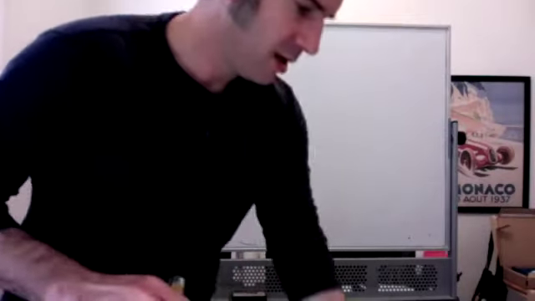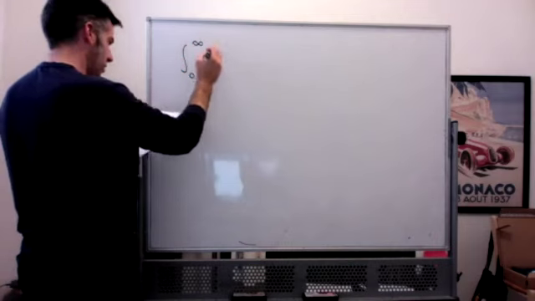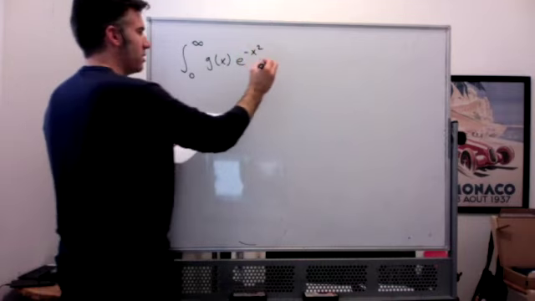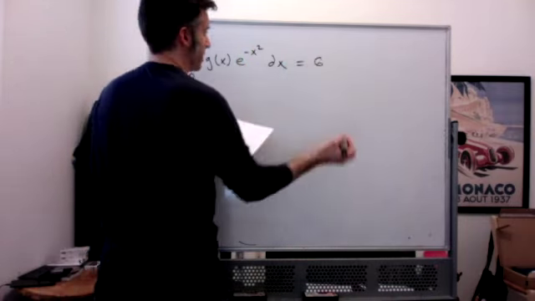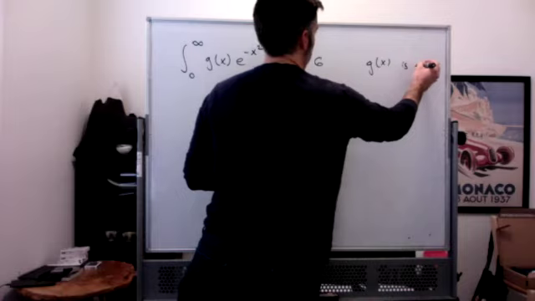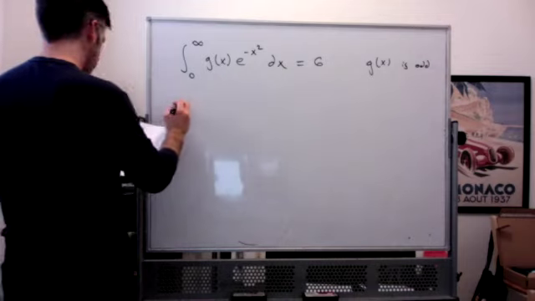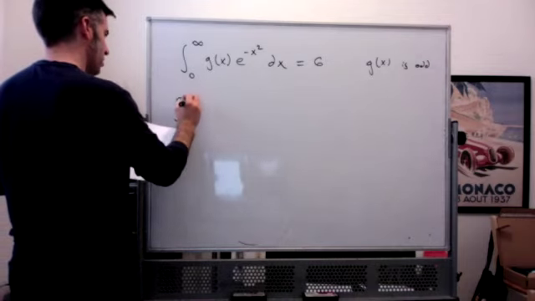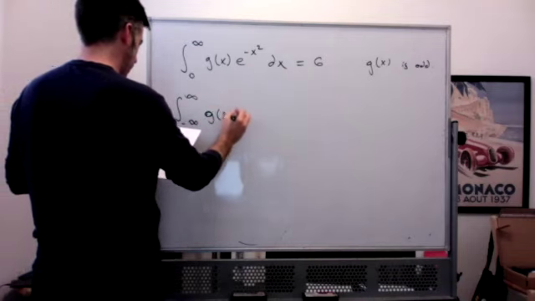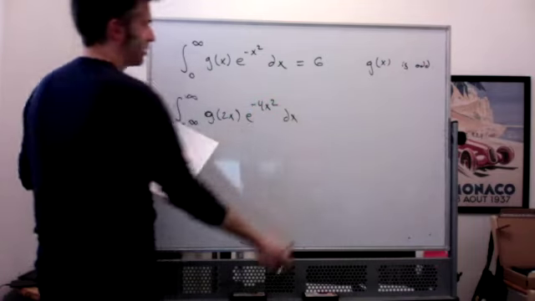So we're given that the integral from 0 to infinity of g of x times e to the negative x squared dx is equal to 6. And we're also given that g of x is odd. Then we're asked to find the integral from negative infinity to infinity of g of 2x e to the negative 4x squared dx.